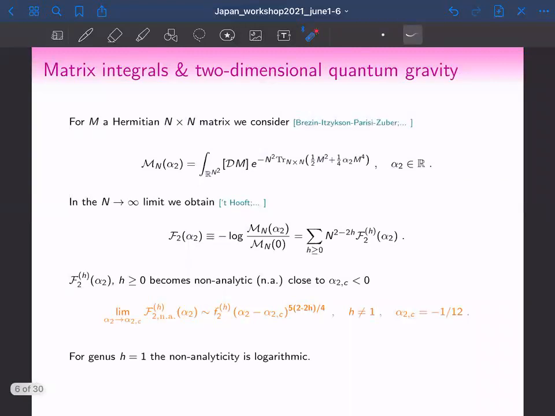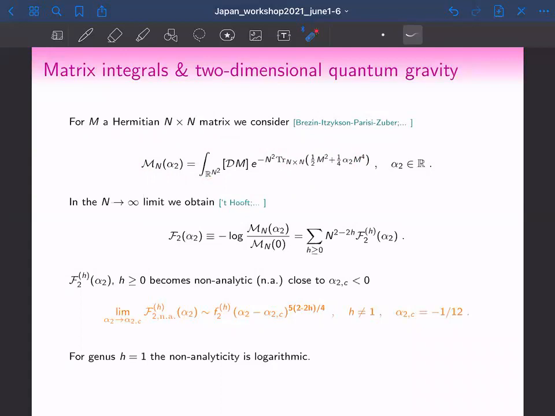So let's get started with a bit of history and review, just to put everyone on the same footing. In the beautiful work of Brézin, Itzykson, Parisi, and Zuber, they studied a Hermitian matrix integral. M here is an N times N Hermitian matrix. We're integrating over all the N squared degrees of freedom of this Hermitian matrix, and it's the trace over this Hermitian matrix. And alpha 2 is a real valued coupling.